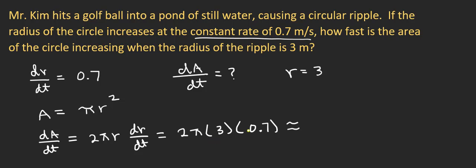So you end up getting 13.1948, and that will be meters squared per second because it is the change of area with respect to time. So when the radius is 3, the area of the circle is increasing at 13.1948 meters squared per second.